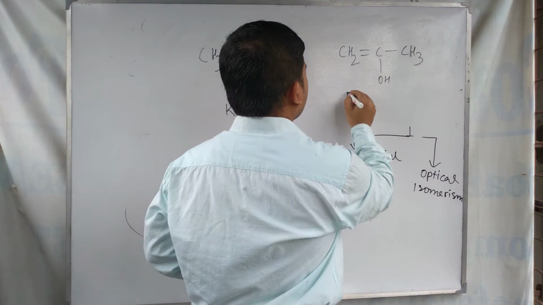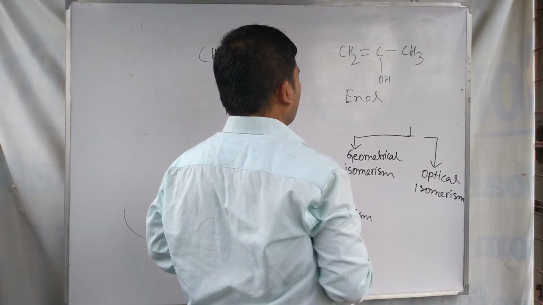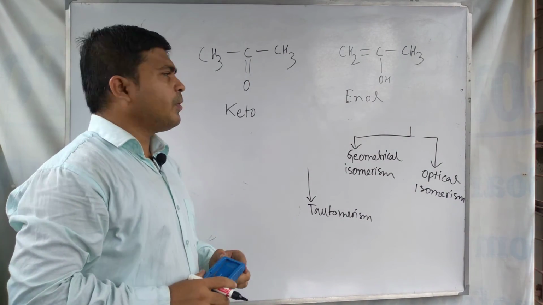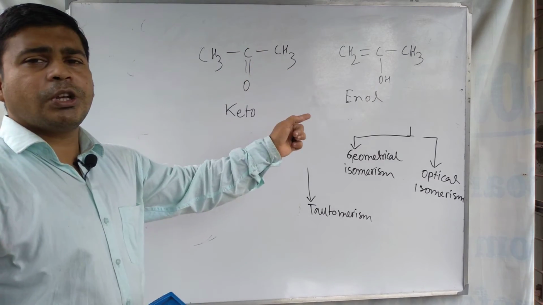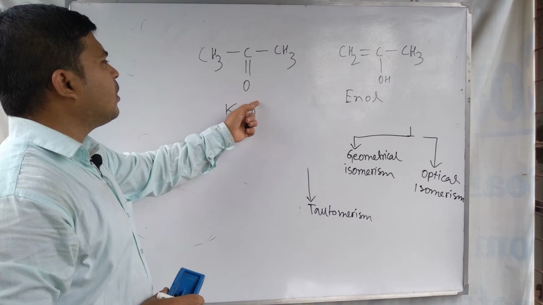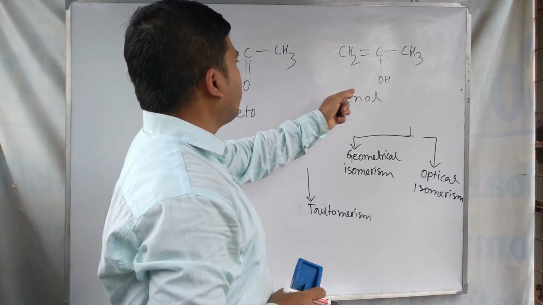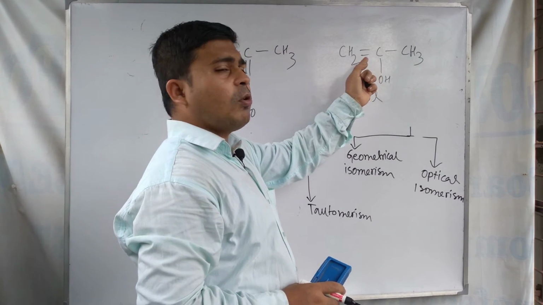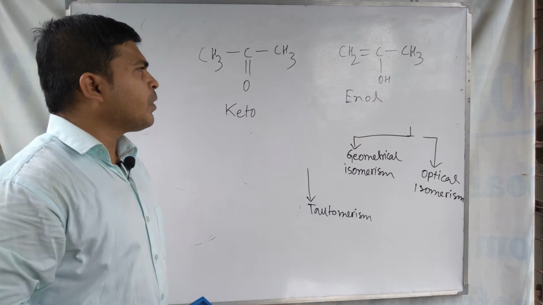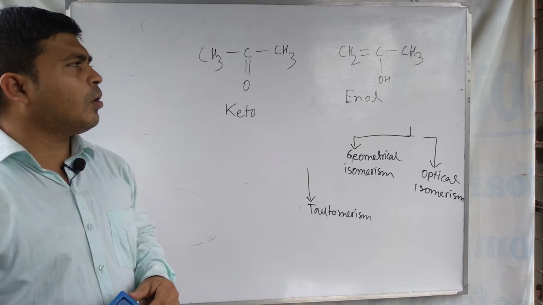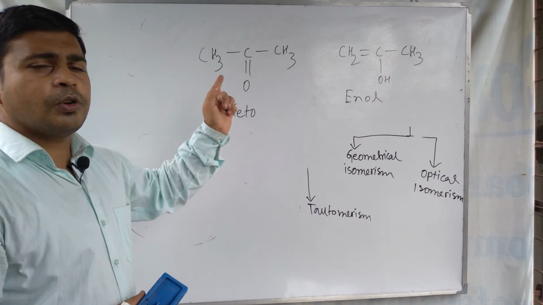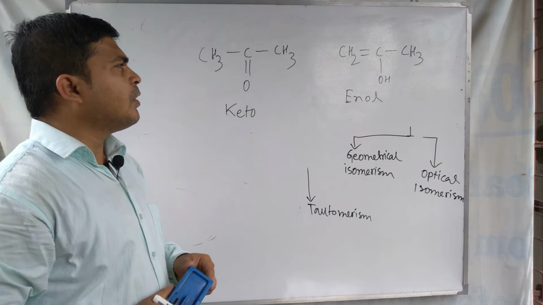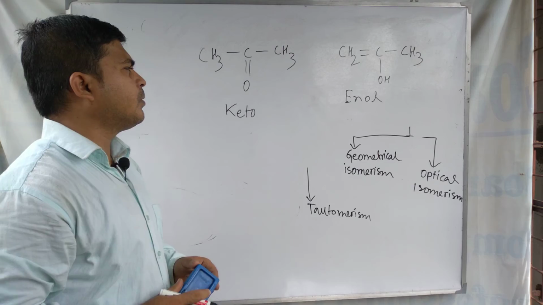is called the enol form. This is called keto-enol tautomerism. The keto form has a C double bond O, a ketone structure, and the enol form has a double bond with OH, an enol structure. Keto form and enol form both have the same molecular formula, but their structures are different, and due to the different structures they have different physical and chemical properties.